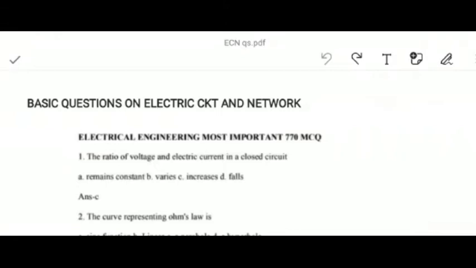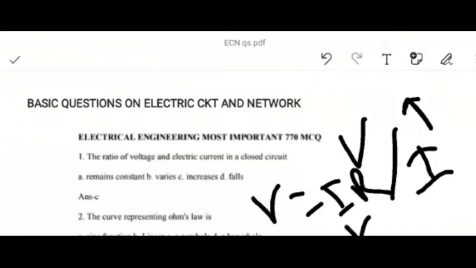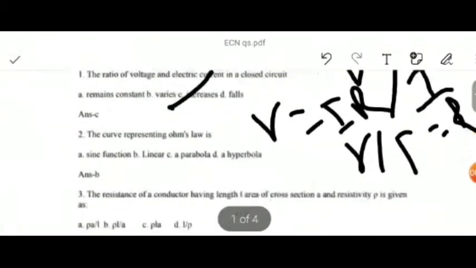Our first question is the ratio of voltage and current in a closed circuit. We should know that the ratio of voltage and current, V by I, remains constant. We know that V equals IR, so V by I equals resistance R. So it always remains constant. So our C option will be our correct answer.